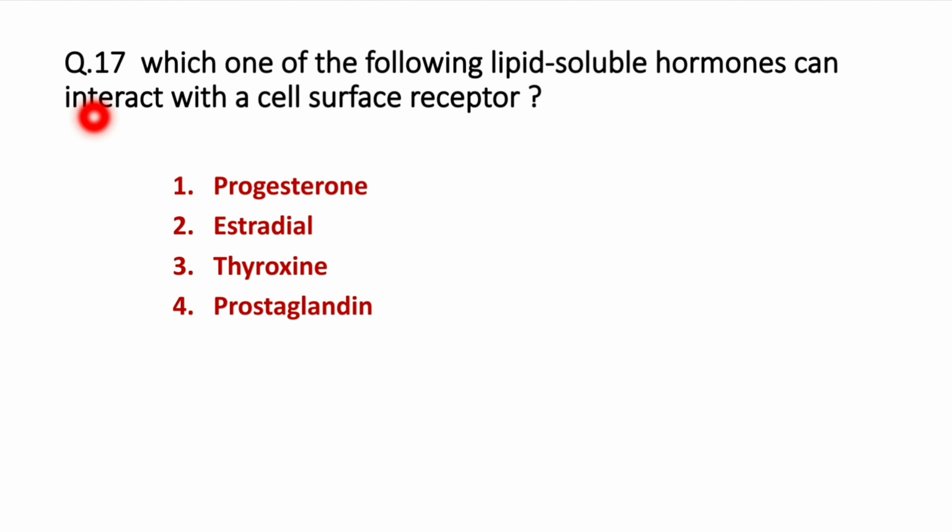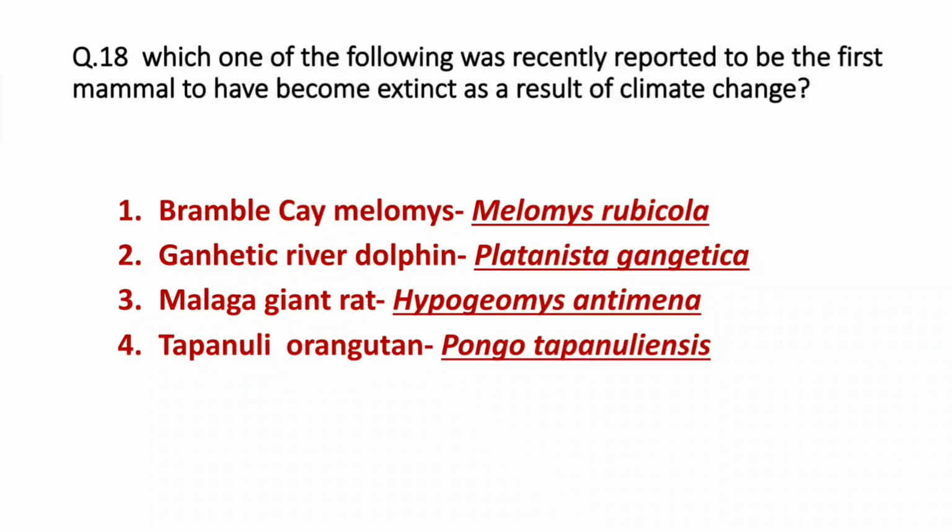Question number 17. Which one of the following lipid-soluble hormones can interact with a cell surface receptor? The options are progesterone, estradiol, thyroxine, and prostaglandin. The right answer is option 4, prostaglandin.